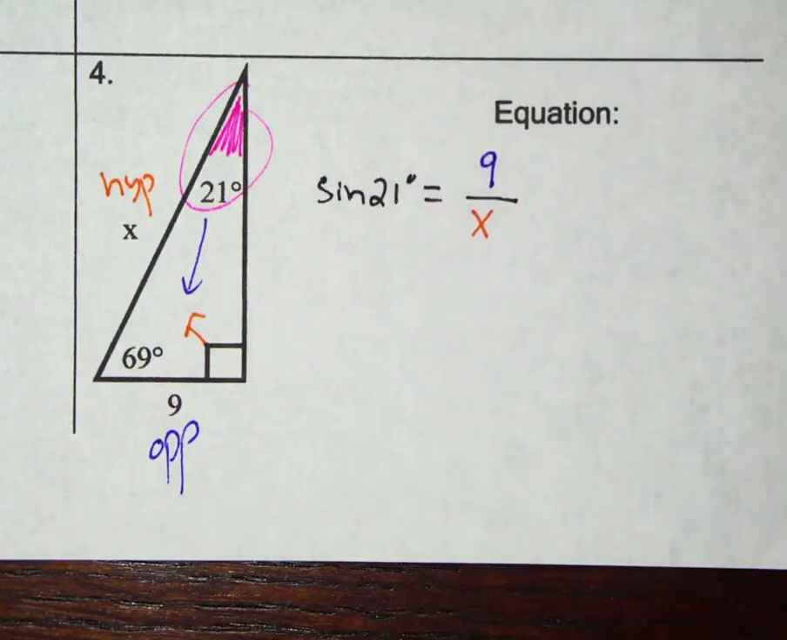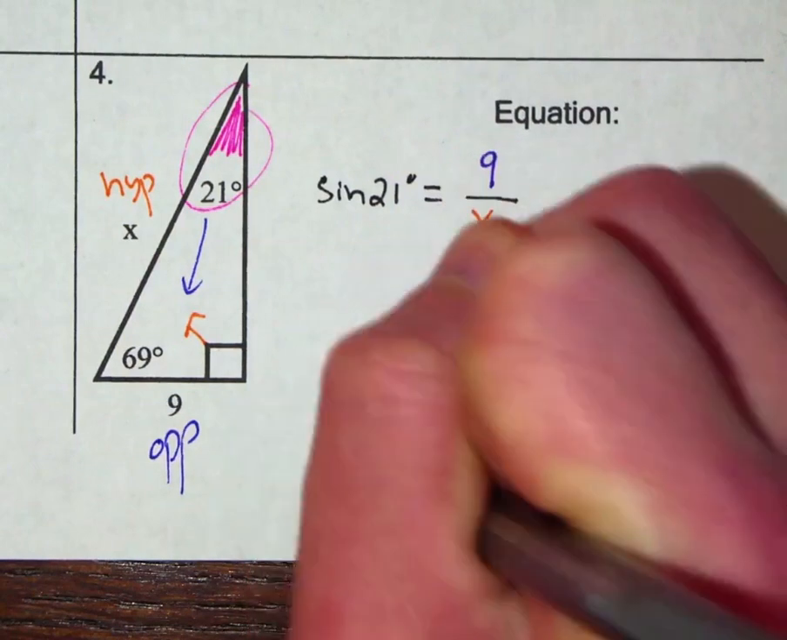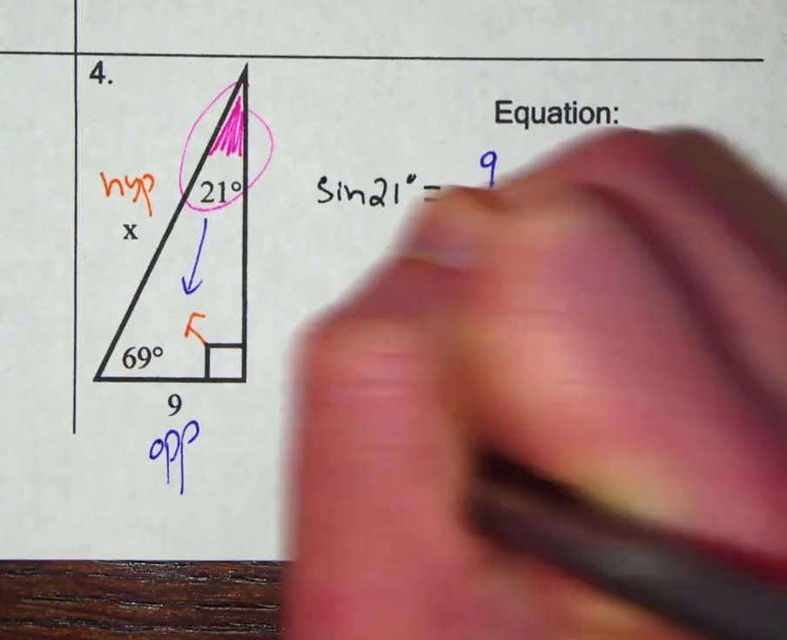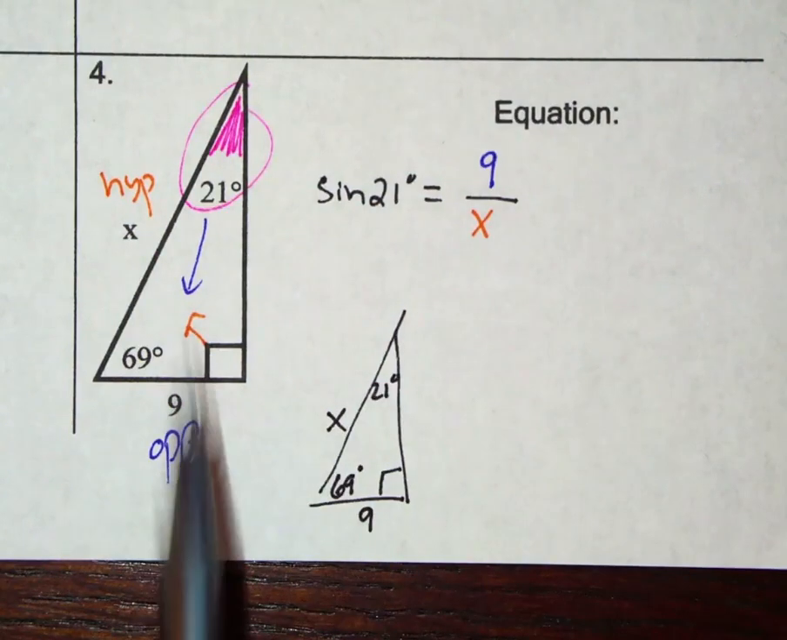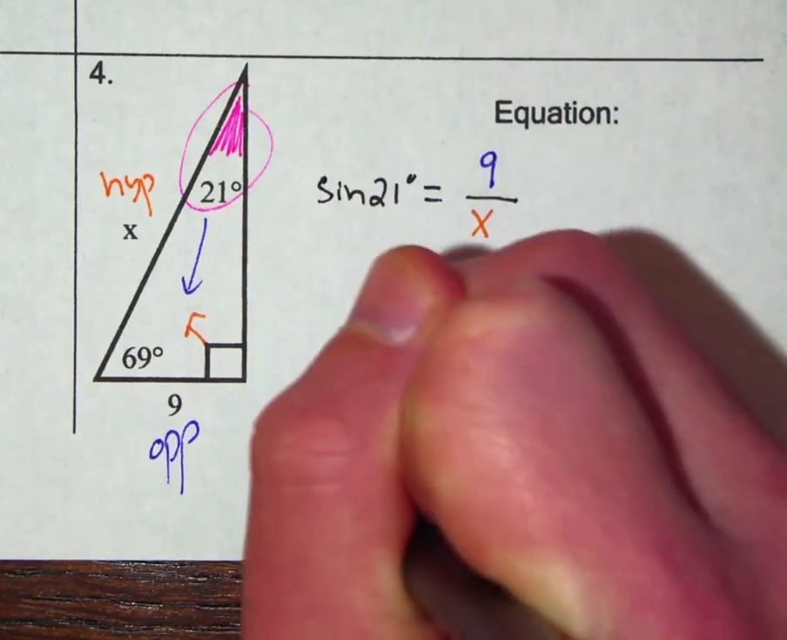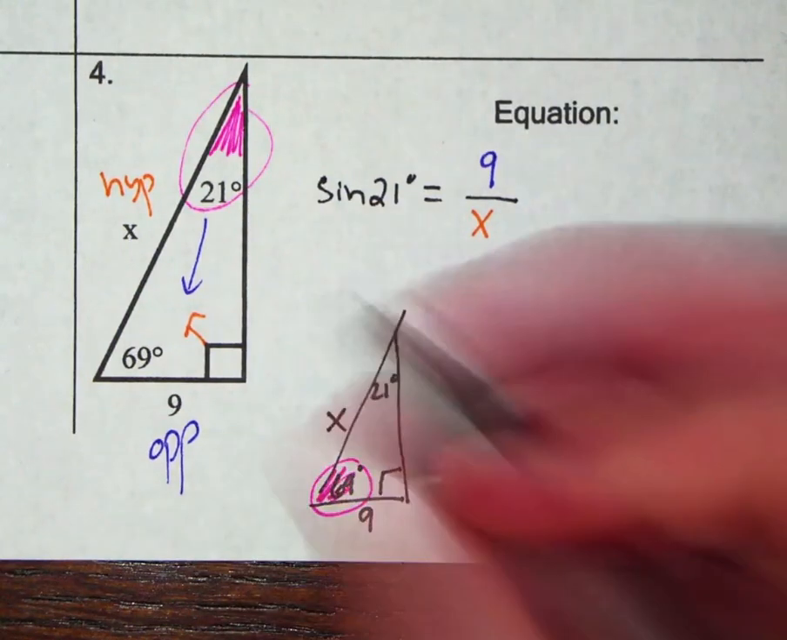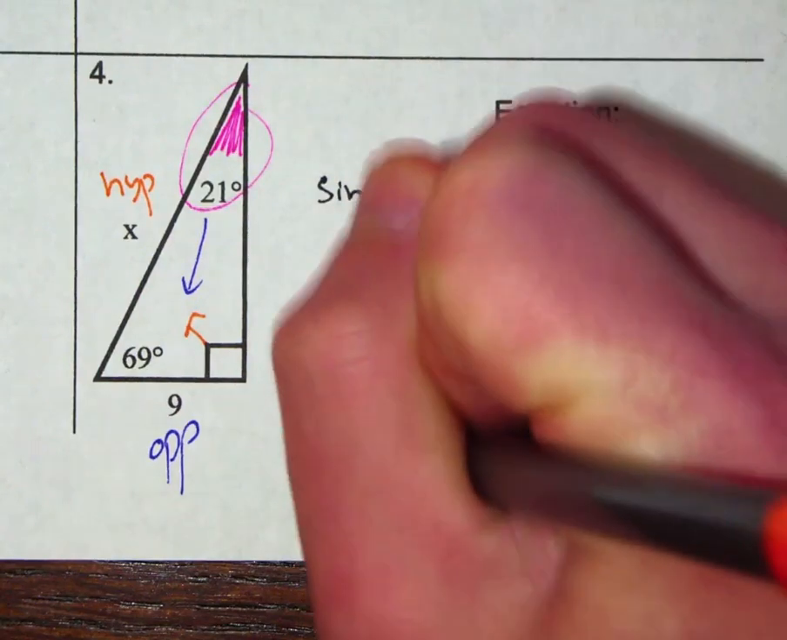But if you did it the other way, if instead, okay, notice the x and the 9 are in the same places. Angles are in the same places. The only thing that's going to change, though, is my reference angle. What happens if I come from 69 instead? Well, then, what I care about is that 9 is my adjacent, and my hypotenuse is still the same.